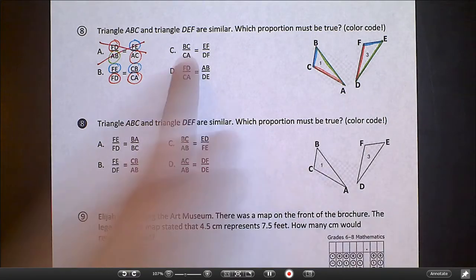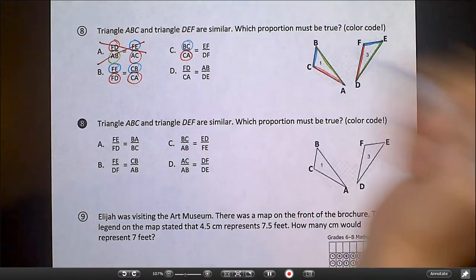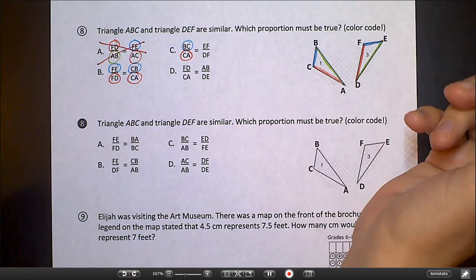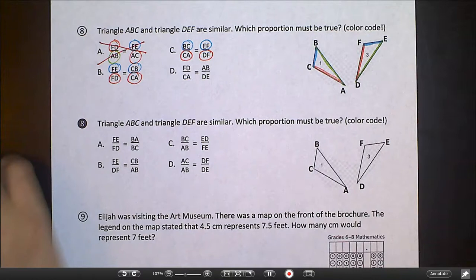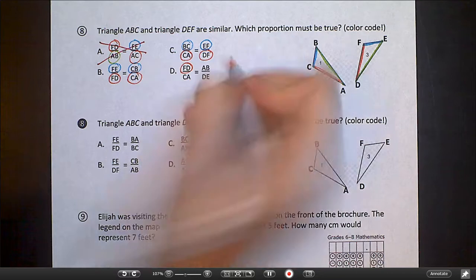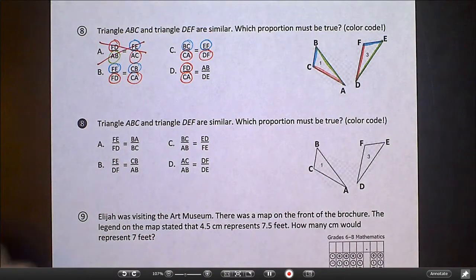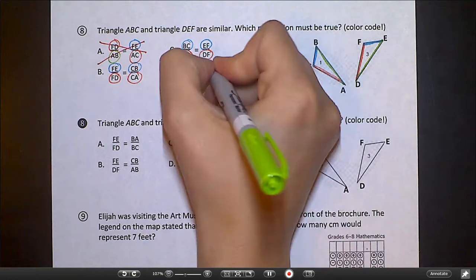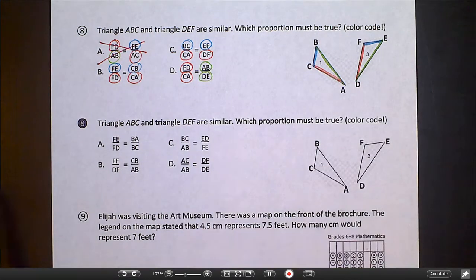Okay, here we have BC over CA equals EF over DF. All right, well, hold on. We're going to have to come back to that one too. And then let's look at this one, FD over CA. So orange over orange for me. And then AB over DE. All right, so I have three right now that I'm looking at.